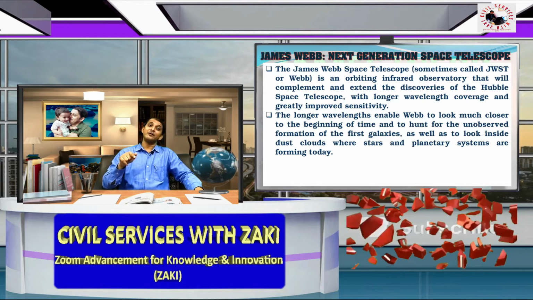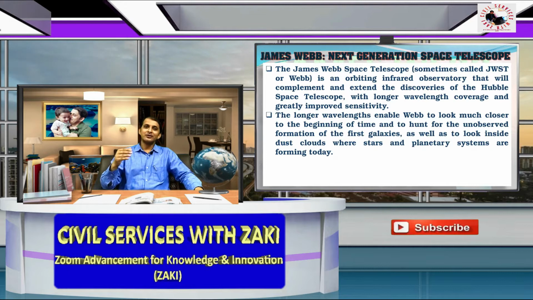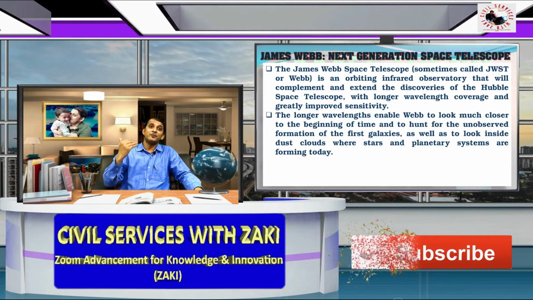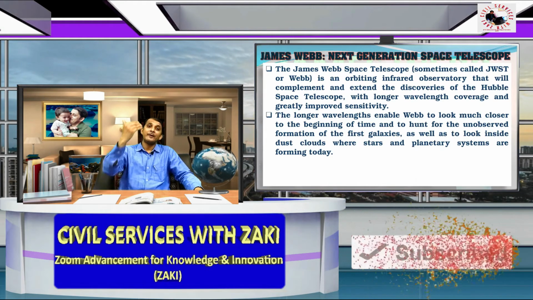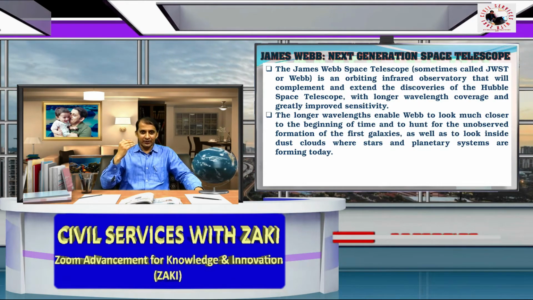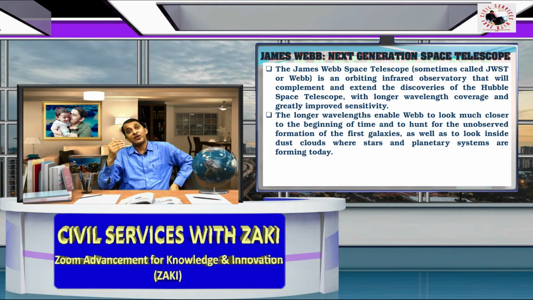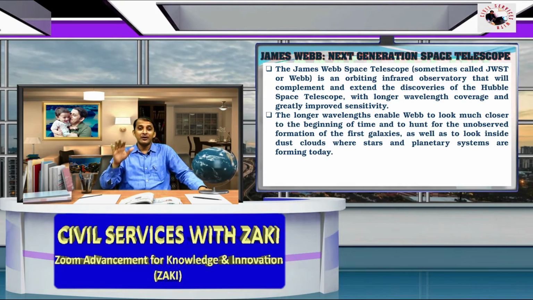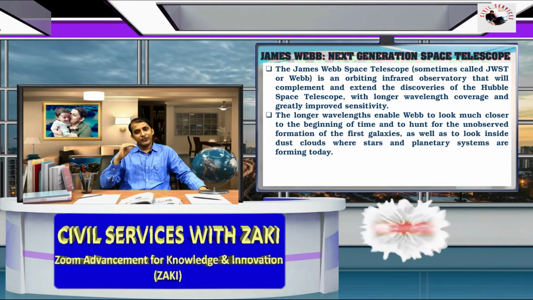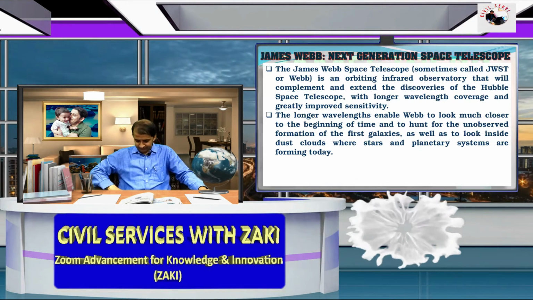So this telescope is also called a time machine, because it sees back 13.4 billion years in the history of our universe. It also hunts for the unobserved formation of the first galaxies and the formation of the first stars, as well as looking inside the dust clouds where stars and planetary systems are forming today, meaning present day.